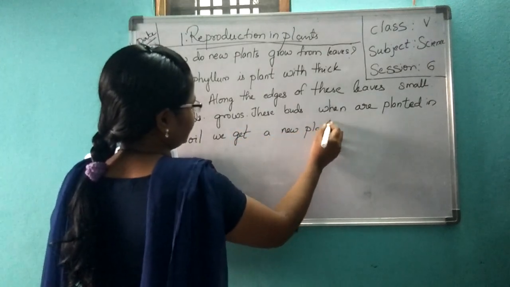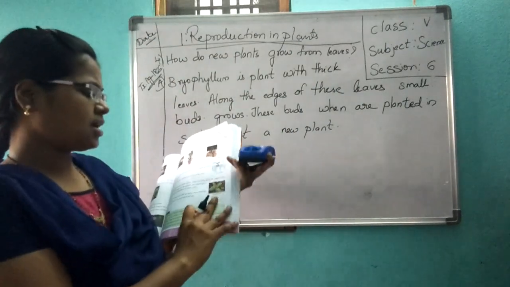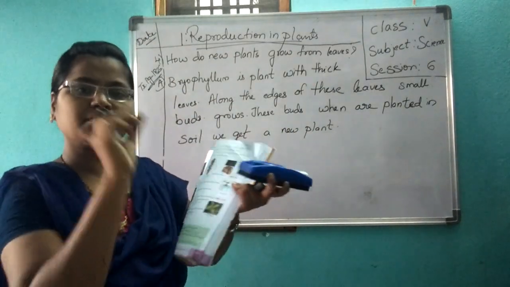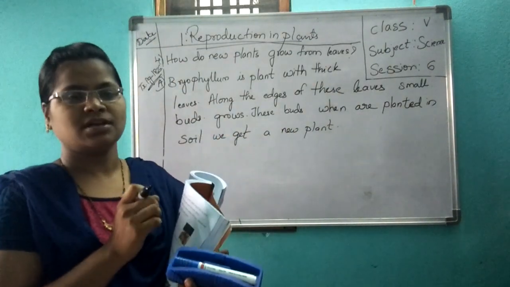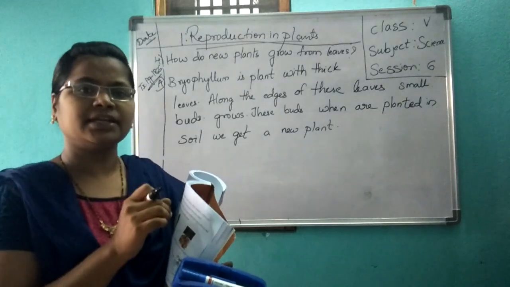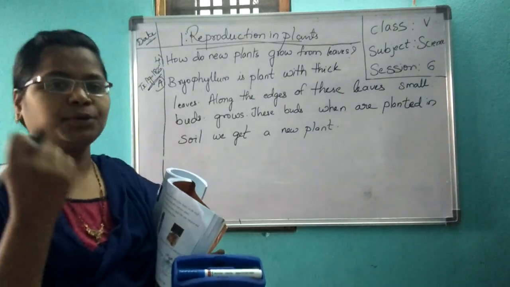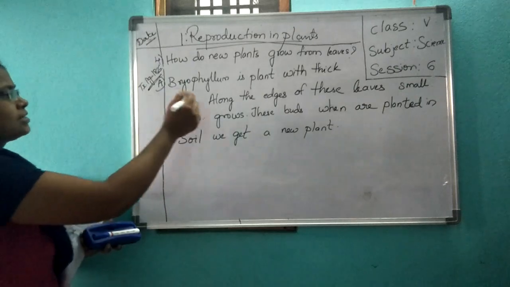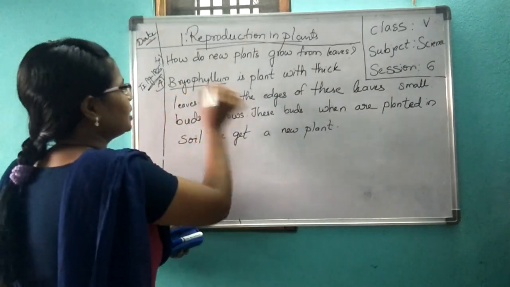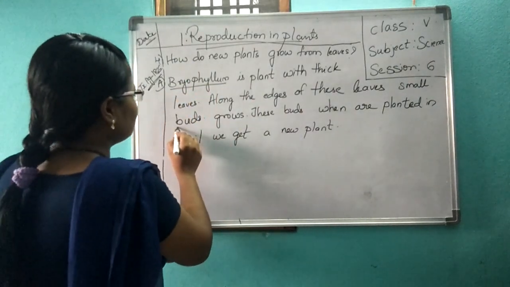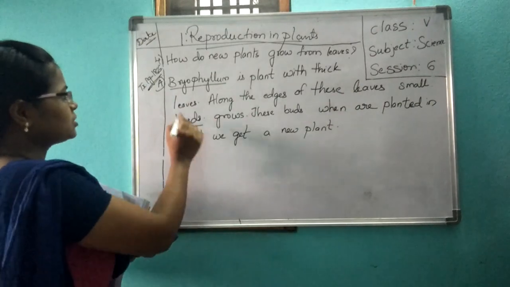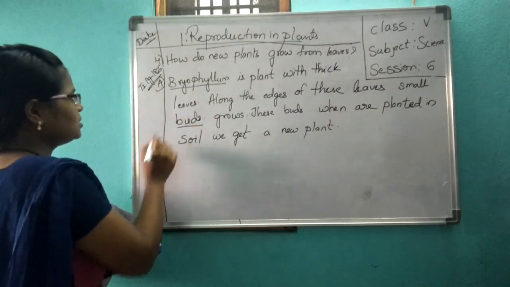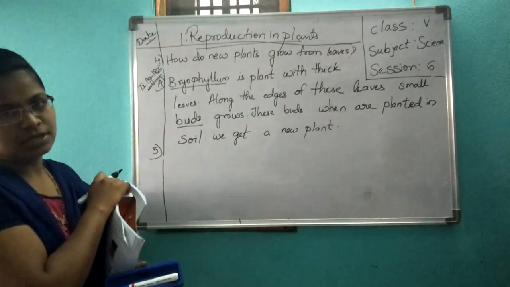Okay. See, this is the bryophyllum leaf. From the leaf edges you will have small buds. If you take that bud and plant it in the soil, you will get a new plant. Example is bryophyllum. You can underline bryophyllum and buds. These 2 points are important now. These 2 are new names you are learning.